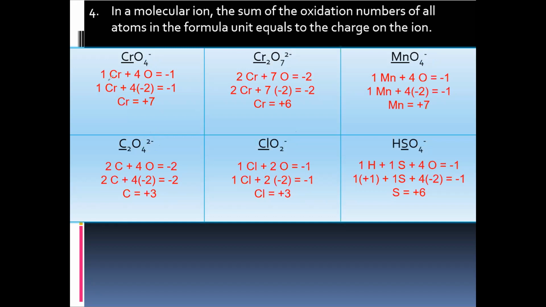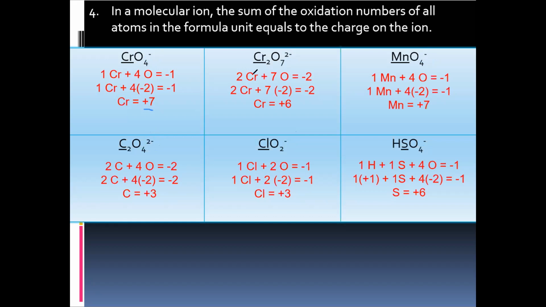Here, I have 1 chromium plus 4 oxygen to be equal to minus 1. I know oxygen is minus 2, so I can find chromium. Minus 2 times 4 will give me minus 8. Take it to the other side, it becomes plus 8. So minus 1 plus 8 is plus 7.